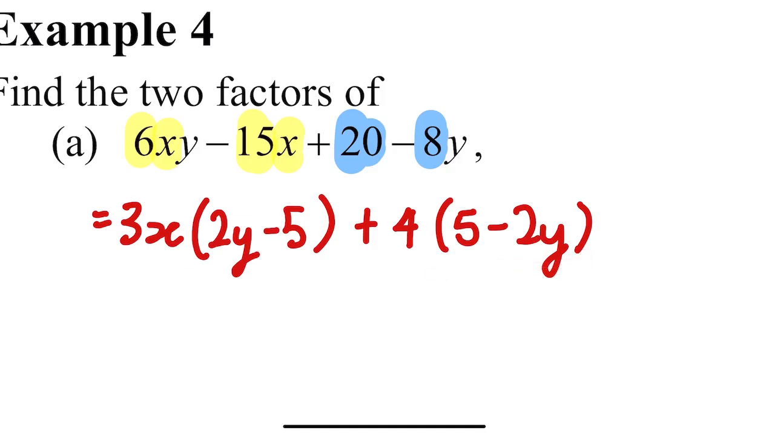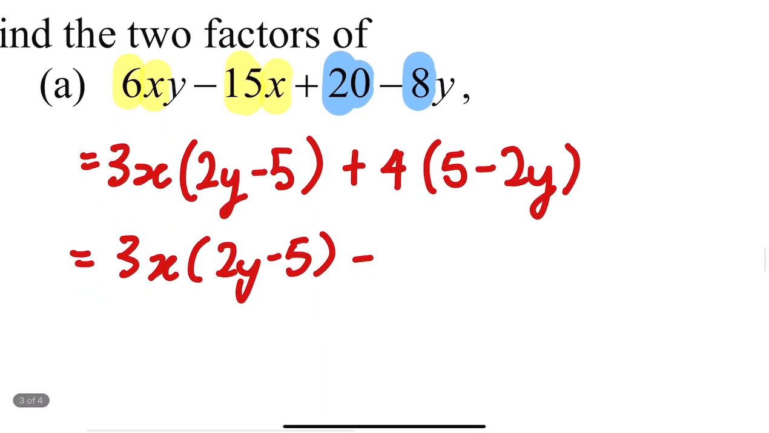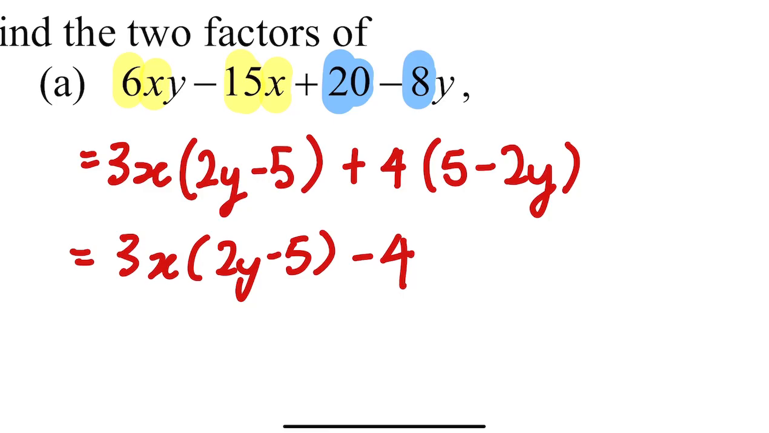I want to make them the same so I can group them together. So that means I will have to factorize out a negative sign from this bracket so that this negative 2y will turn into positive 2y. This 5 will turn into negative 5. So over here, I'll factorize out a negative sign. This will become minus 4. Now the signs will change. Negative 2y, I can rewrite to become positive 2y. 5 can turn into negative 5.